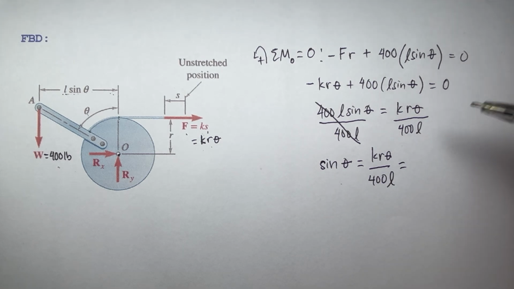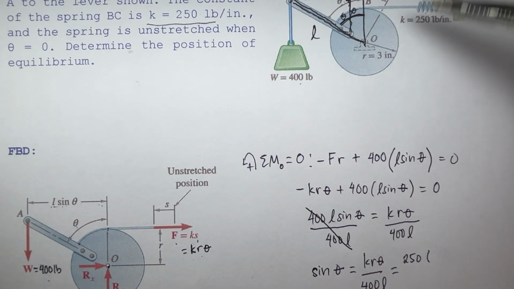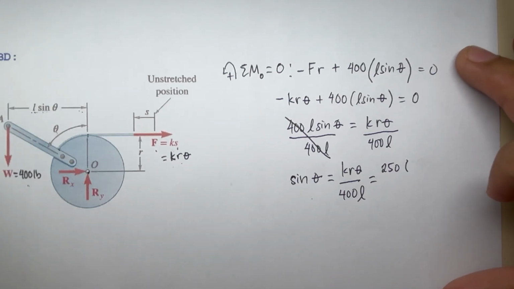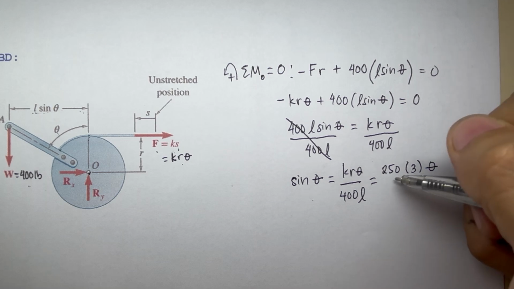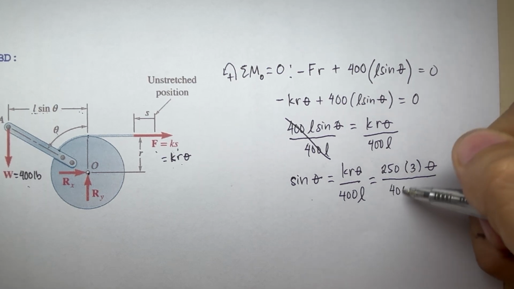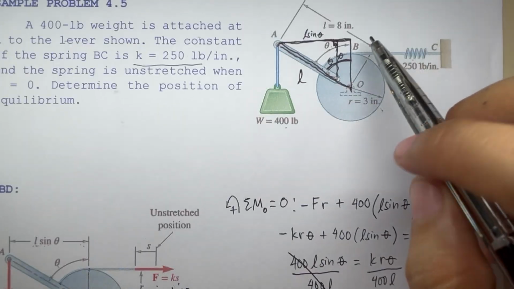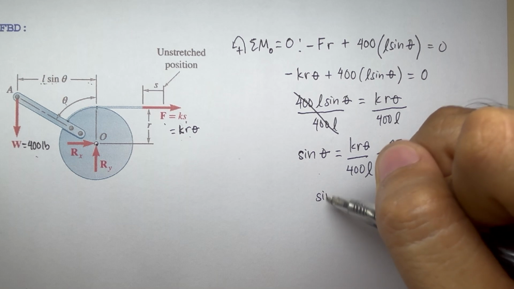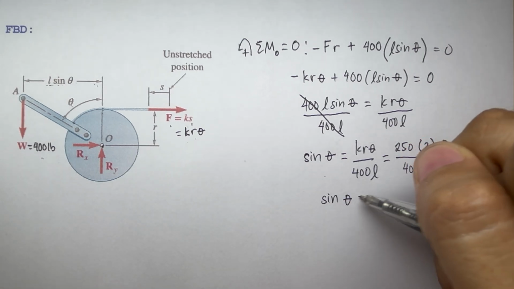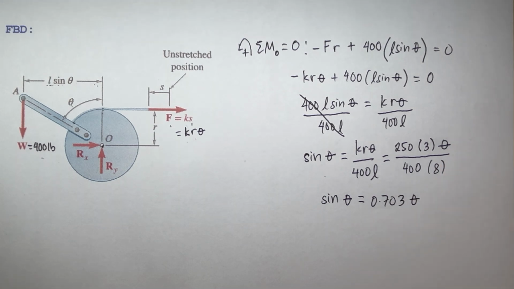Substitute. We have our k as 250. Our r here, the radius, is 3. So we have 3 here, and then we have theta over 400 times our length. Our length here is 8, so we have times 8. That would be equal to sine theta is equal to 0.703 theta.